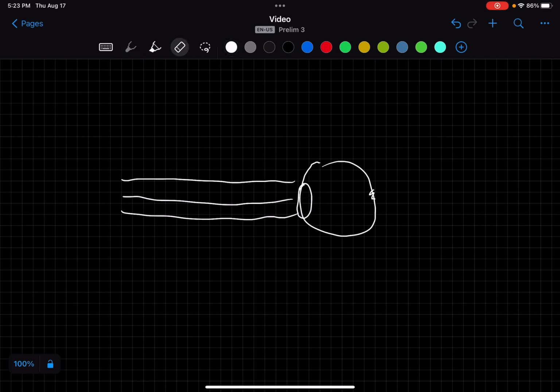What happens when someone has vision problems is either the light is converging too early, like this, right? It's not reaching the retina, or the light is reaching too late. So it's not reaching the retina at one point. Those are the two problems.